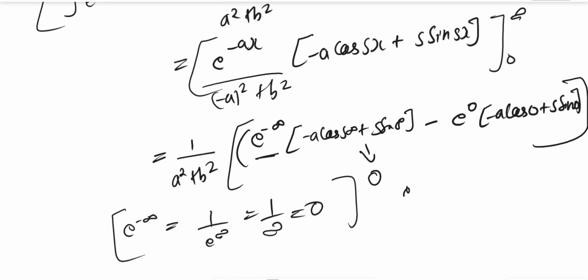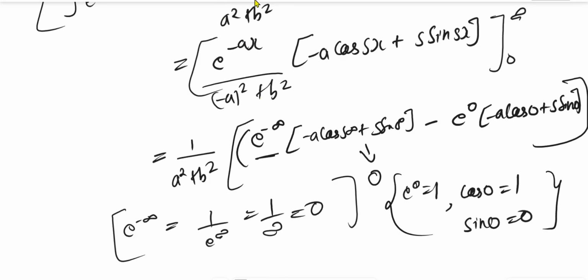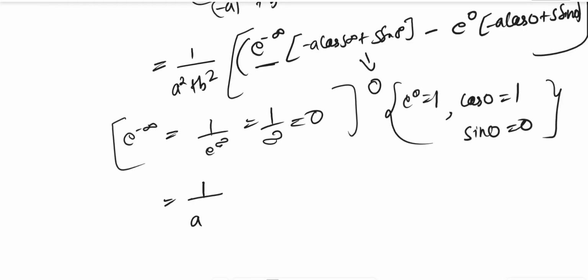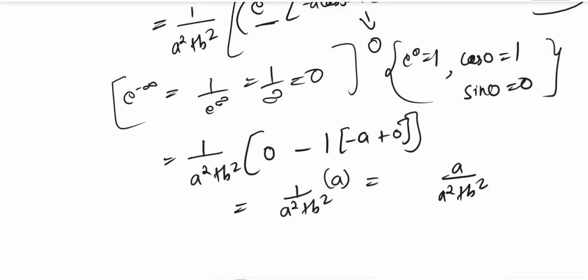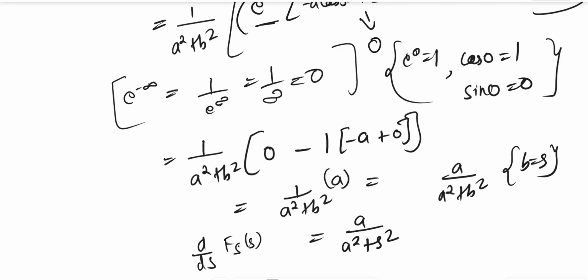Now, e raised to the power 0 is equal to 1, cos 0 is equal to 1 and sin 0 is 0. So, using all this, we will have 1 upon a squared plus b squared, in brackets 0 minus 1 times minus a plus 0, which becomes 1 upon a squared plus b squared, minus times minus is plus, then it is a. This is equal to a upon a squared plus b squared. And in the question b was s, which we had not put in, so it is a upon a squared plus s squared. So this is the answer for the derivative of the Fourier sine transform of the function f(x).